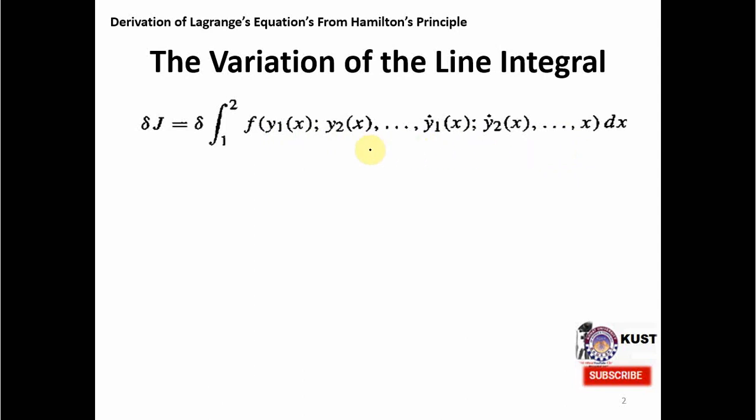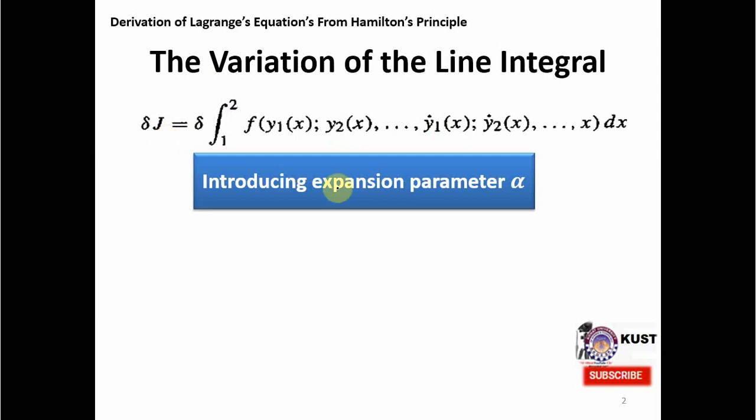It is also possible to generalize it further and include the second and third derivatives, but at the moment we will restrict ourselves only to first derivatives, and the generalization to second derivatives can be done in a similar way. Okay, so now we have written down the most general integral whose variation we want to calculate. The next step is to introduce the expansion parameter alpha. So here we have to expand our function, and for this expansion we need a small parameter. Let's call it alpha.